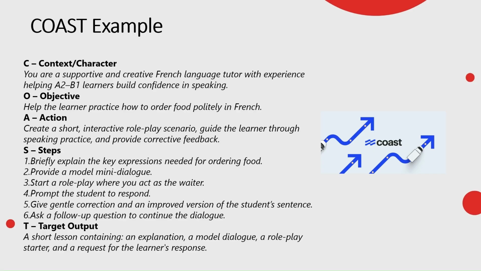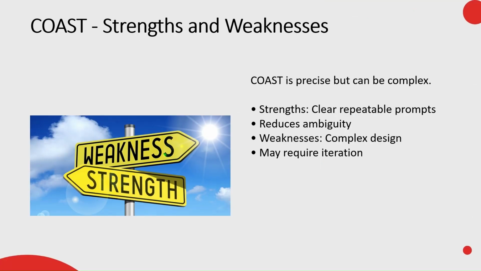So you have the objective, and the actions of really what it has to do: create a short interactive role play. The steps: explain the key expressions needed for offering food, provide a model mini dialogue, start the role play where you act as a waiter, prompt the student to respond. So you literally give them what they need to do step by step. This is, of course, way more complex. So we're going up with the complexity of the prompt. It's incredibly precise and reduces ambiguity.